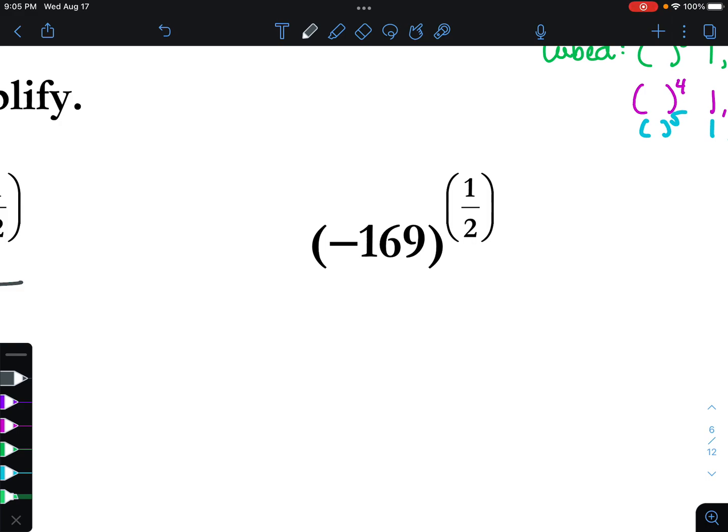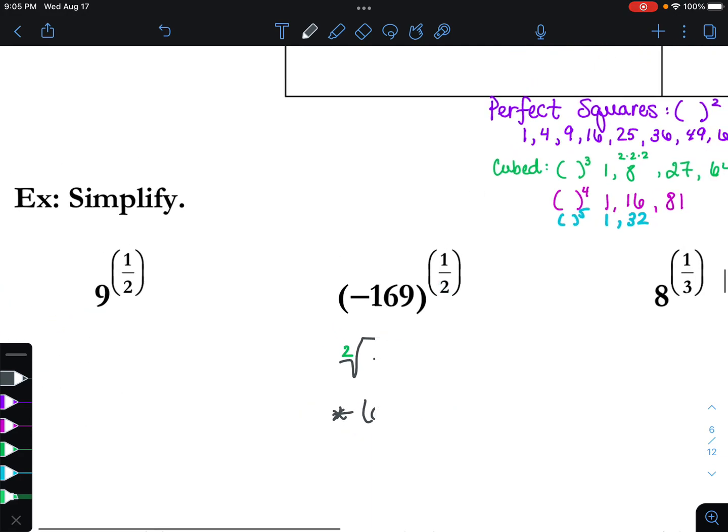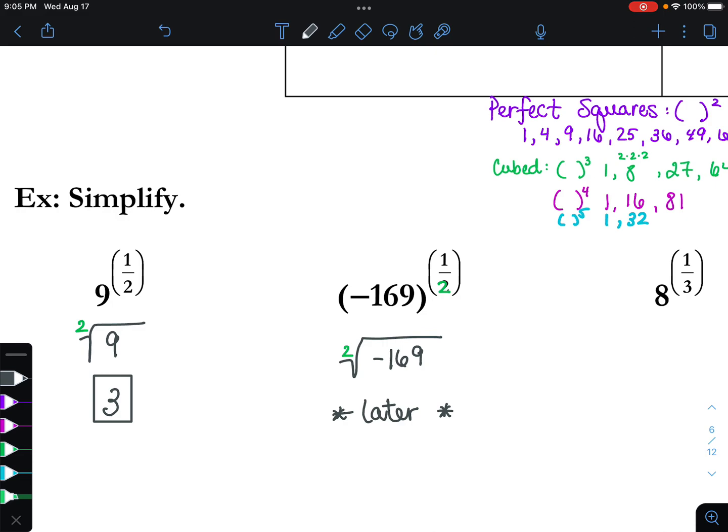So that's something we can do in our head because we know our perfect squares. So if we look at this one then, if we convert this, take the bottom out, right? The denominator of the rational exponent becomes the index of our root. We have the square root of negative 169. So this is the conversion. We're going to talk later about some intricacies with this one, just a little foreshadowing here. But here we have the conversion from rational exponents to radicals.